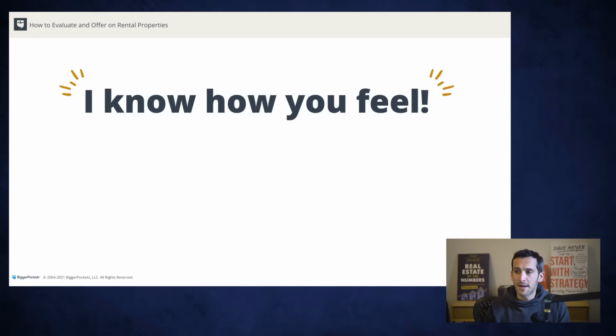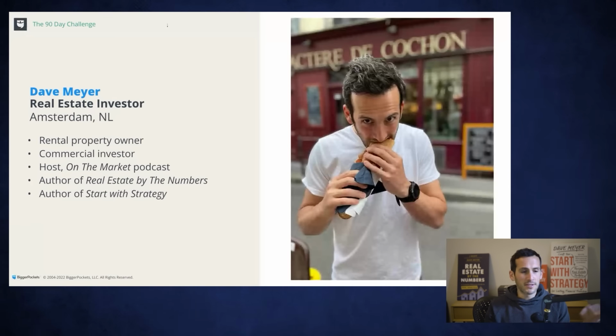Now, speaking of myself, if you guys don't know me, again, my name is Dave Meyer. Here are some facts about me. I have been an investor for 14 years. I work full-time at BiggerPockets as the Vice President of Market Intelligence. That means I get to do all sorts of cool stuff like study the housing market and share what I learn with all of you. I host a podcast called On the Market. I've written 2 books, Real Estate by the Numbers and Start with Strategy.